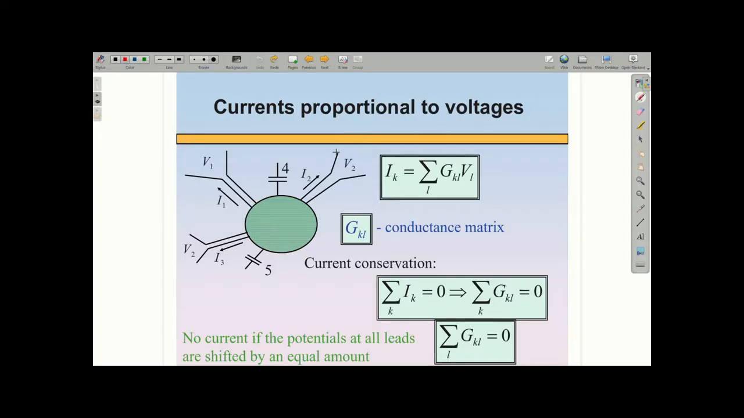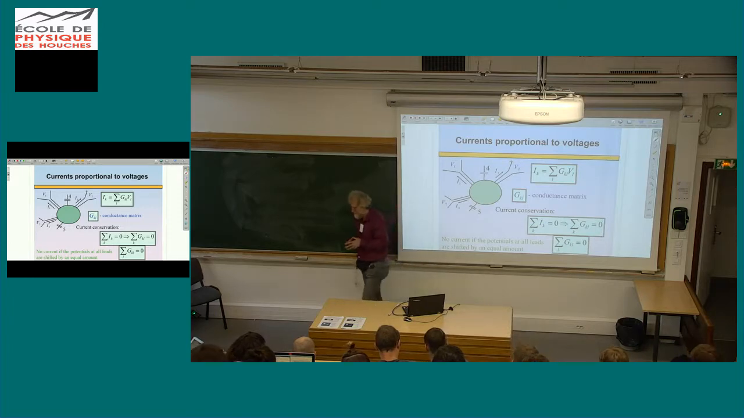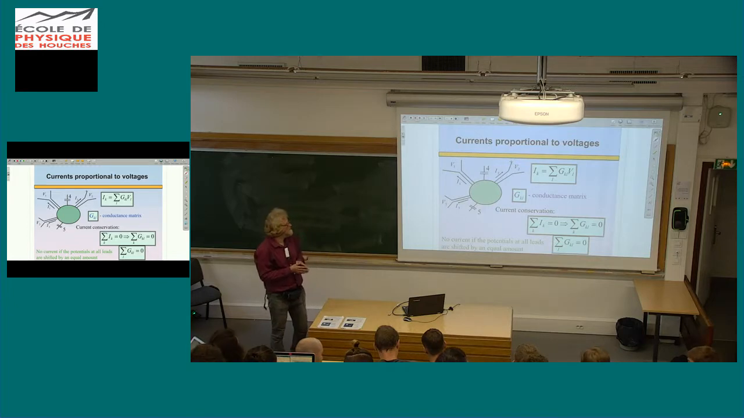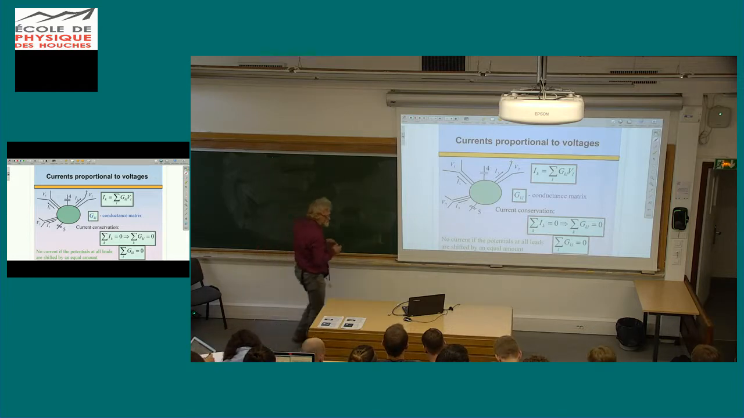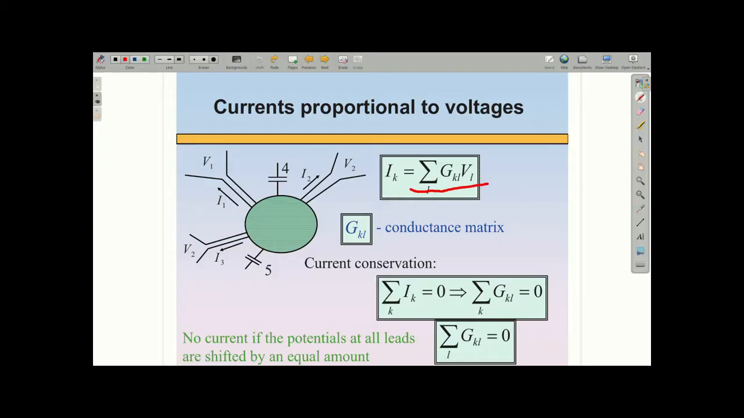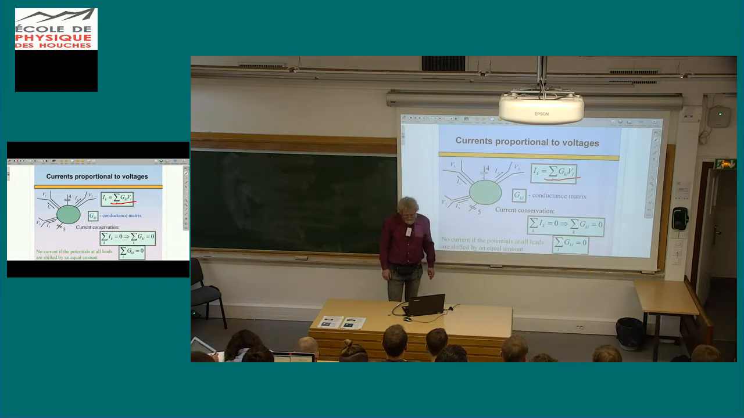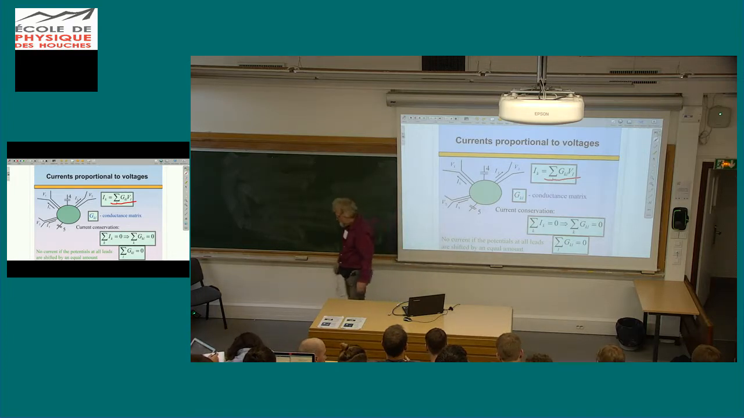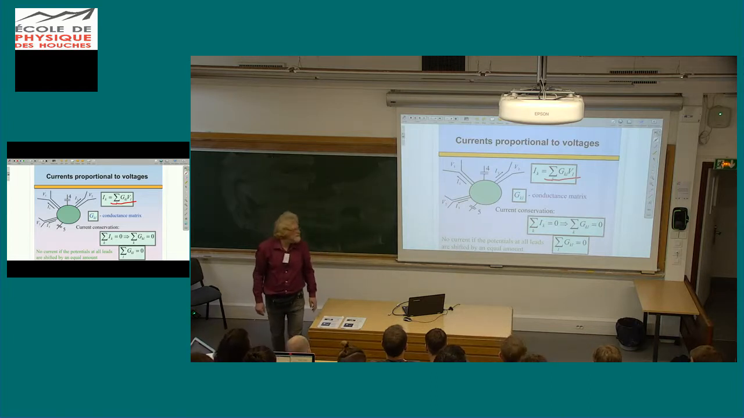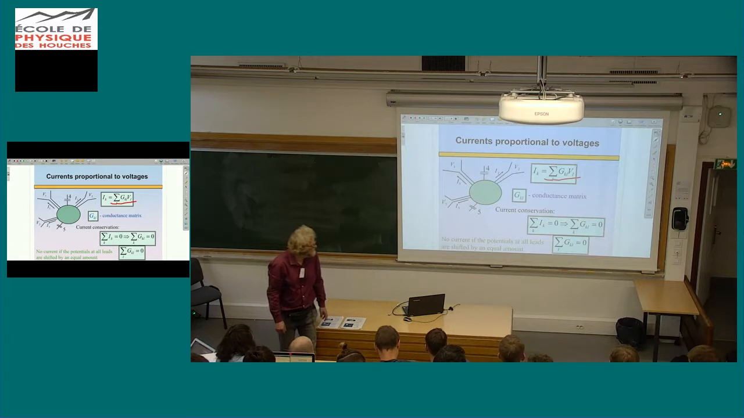Currents. Let us assess a simpler situation when voltages are small. So currents are linear functions of voltages, and we introduce the conductance matrix. What does it show? It shows the current in terminal K as a function of voltages. Two very obvious but fundamental properties of this conductance matrix.